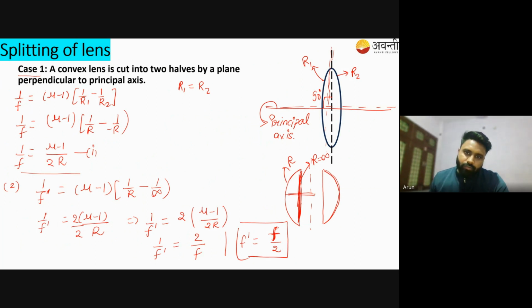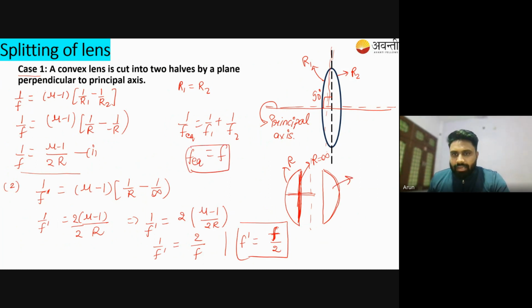And if you combine them, then again from the formula 1 upon f equivalent is 1 upon f1 plus 1 upon f2, the same thing we have here. If you combine this, you get f equivalent. So this lens also has a focal length of half. If you cut the lens into two halves, the focus becomes half for each of the lenses.